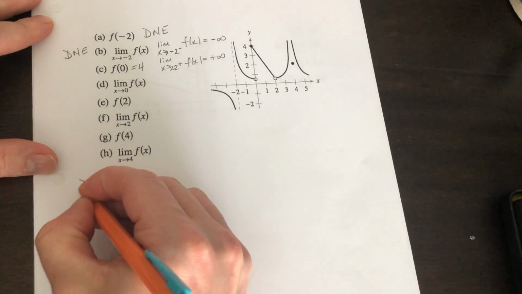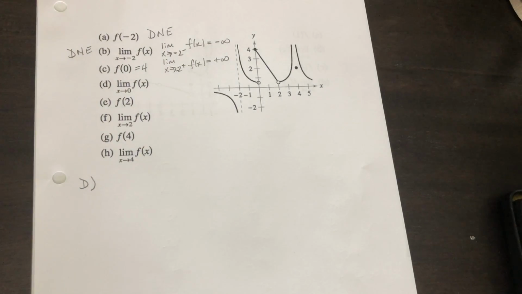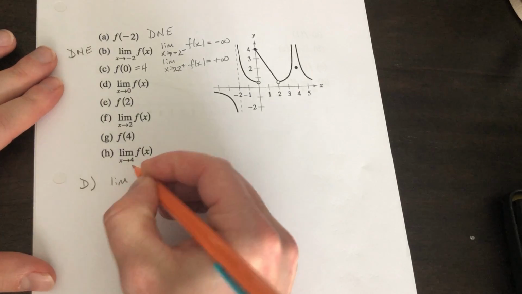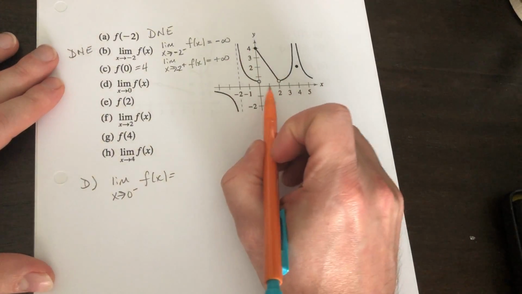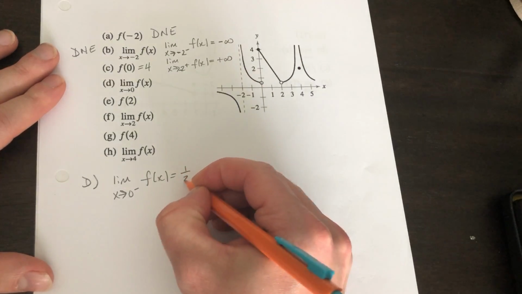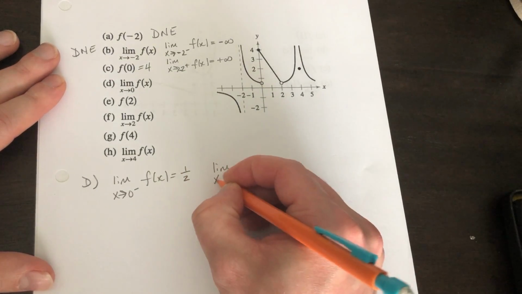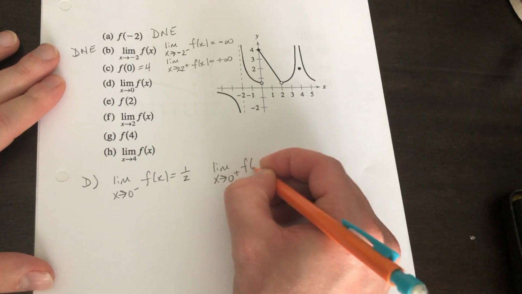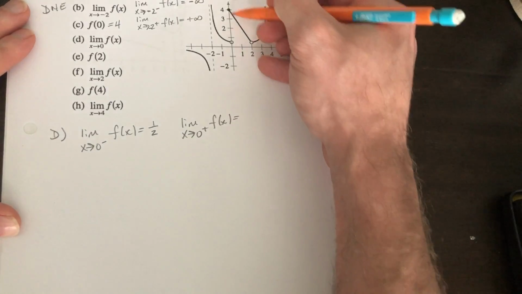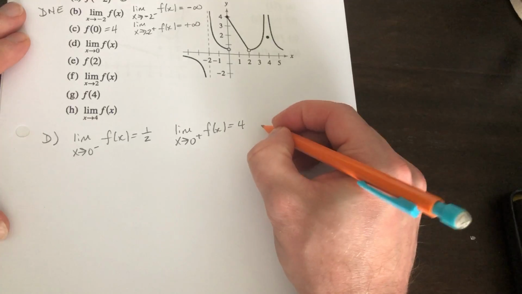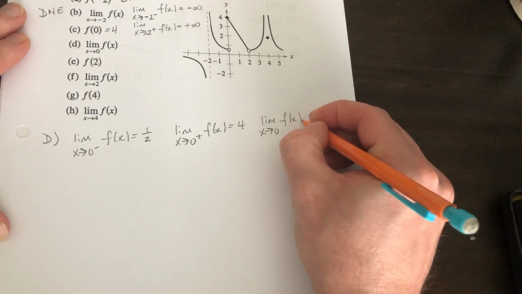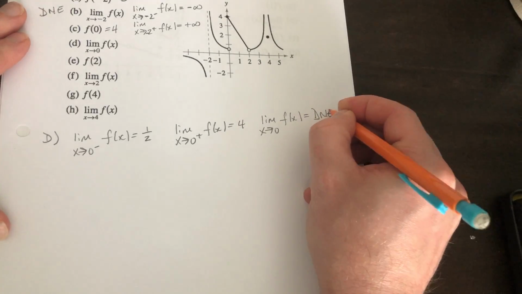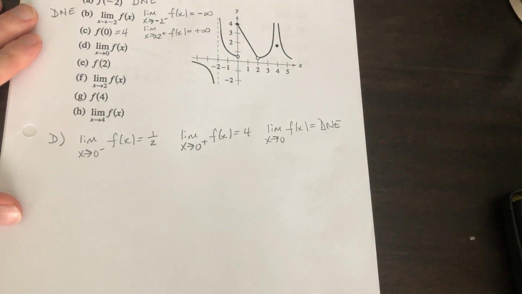Okay, and I'm going to go down here and do part D. Now you want to prove the limit at x is equal to 0. So we say the limit as x approaches 0 from the left-hand side, that looks like it's going to be 1/2. The limit as x approaches 0 from the right-hand side is 4. So that means that the limit as x approaches 0 does not exist, since the left-hand limit does not equal the right-hand limit.